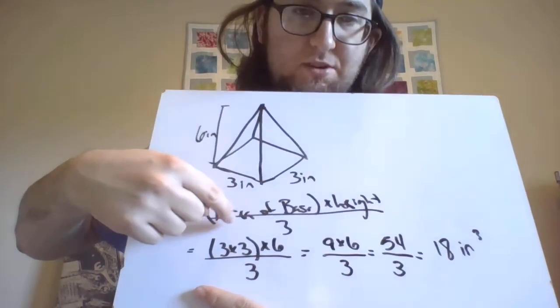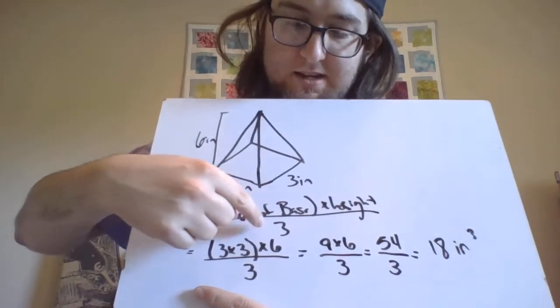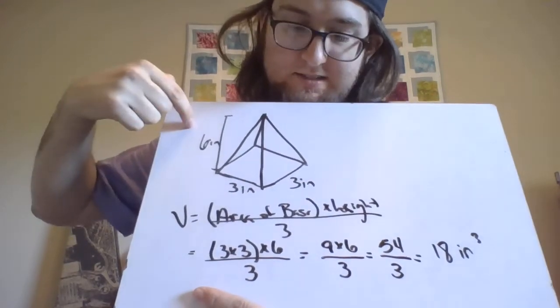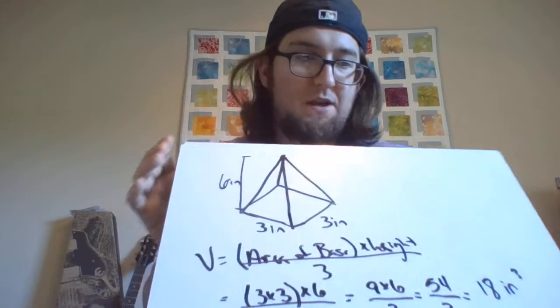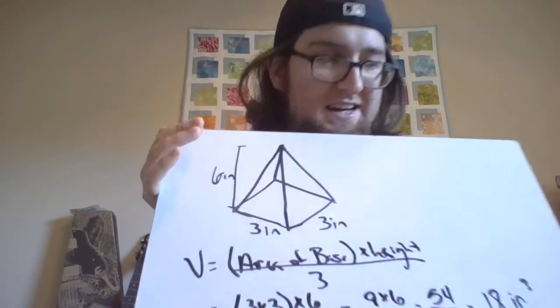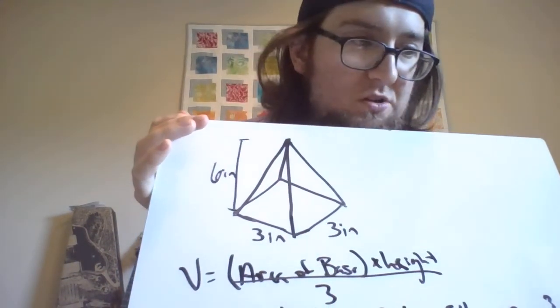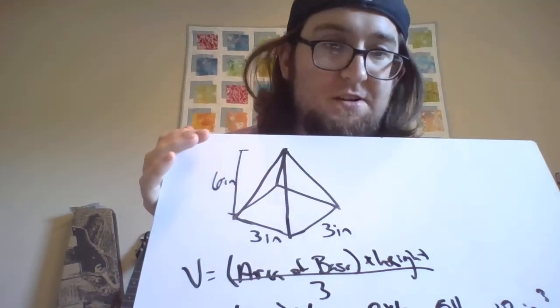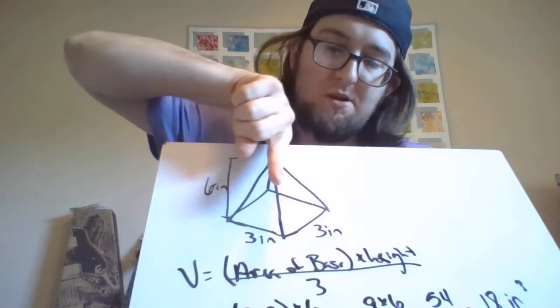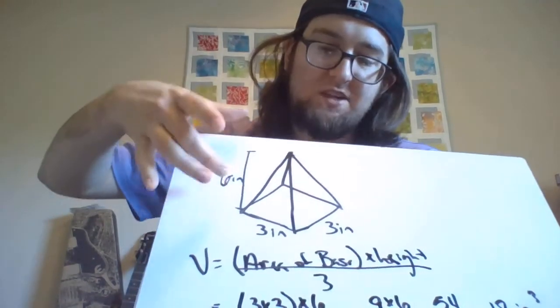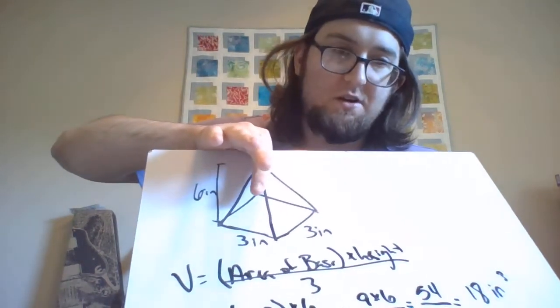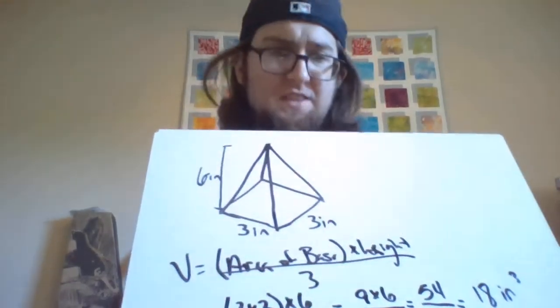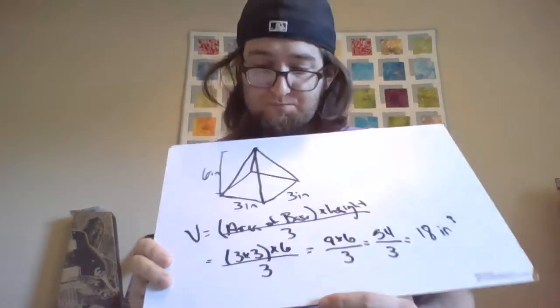So I wrote it out. 3 times 3, that's the area of my base, times my height, which was 6, divided by 3. So be careful to not use what's called a slant height. Slant height will be used more for surface area. Slant height would actually be on the pyramid itself. We're looking for how tall is this pyramid, not how long is one of the faces. You'll see that next week when we talk about surface area.